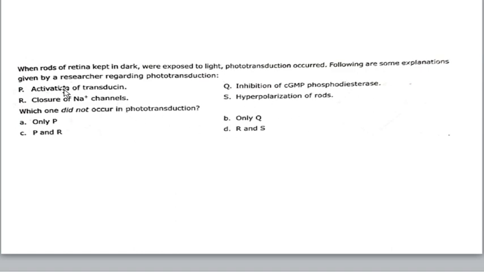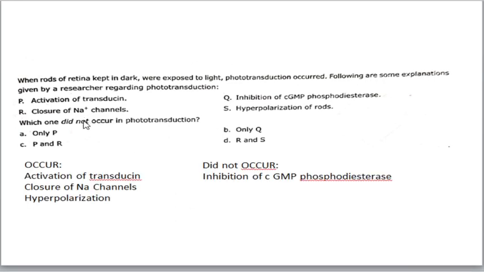So what is the correct option in this particular question, which one did not occur? This question is a little bit confusing, so first you should write down what things occur. Generally, when the rods kept in the dark are exposed to light, activation of transducin will be done, closure of Na plus channels will be done, and a hyperpolarization state will be experienced. Which one will not occur?